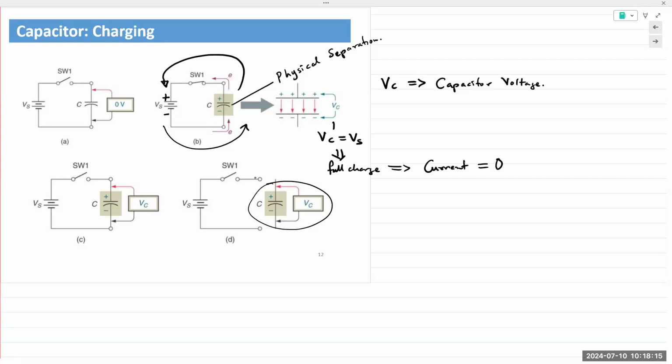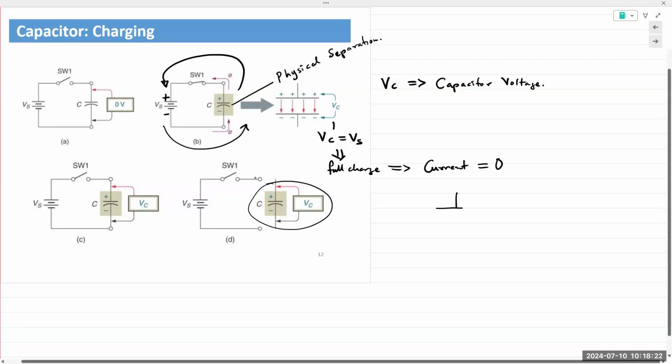Now, this is, of course, for an ideal capacitor. Real-life capacitors do not behave this way. Real-life capacitors will actually discharge through the insulator and through the air.